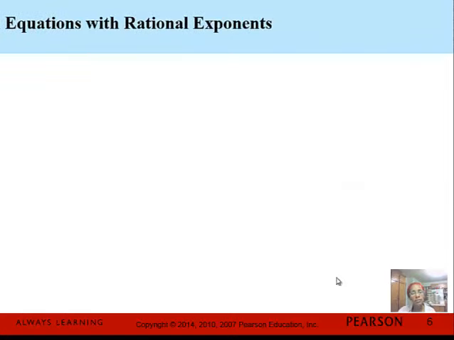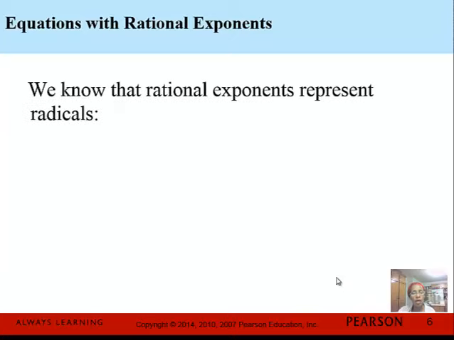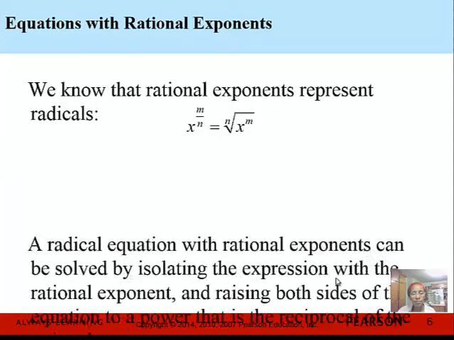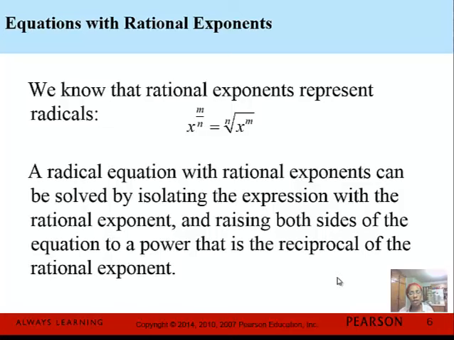Sometimes equations have rational exponents. Let's briefly discuss these. We know that rational exponents represent radicals, so actually this is a radical equation in disguise. Remember that x to the m over n power is the same as the nth root of x raised to the m. A radical equation with rational exponents can be solved by isolating the expression with the rational exponent and raising both sides of the equation to a power that is the reciprocal of the rational exponent.